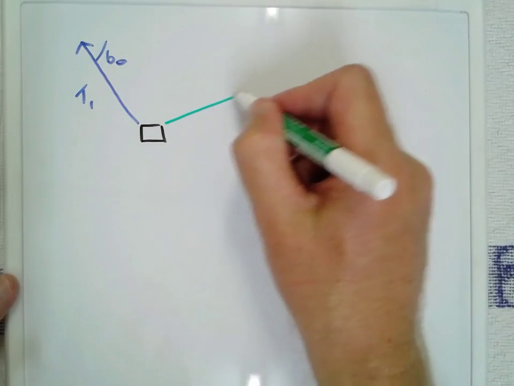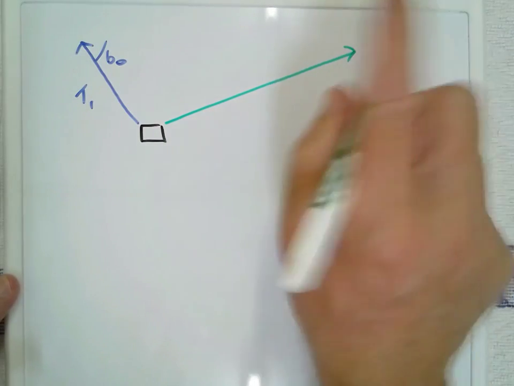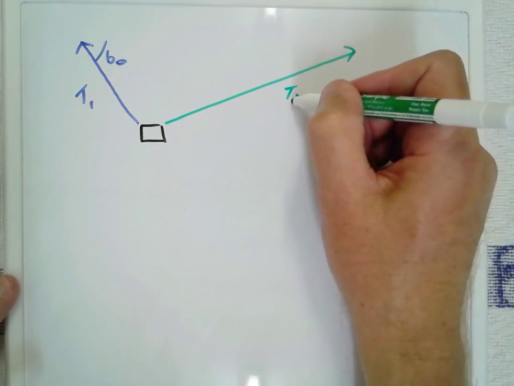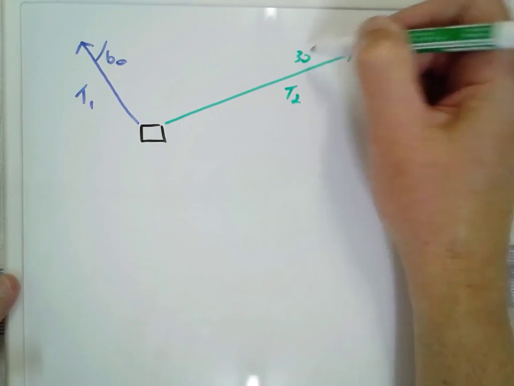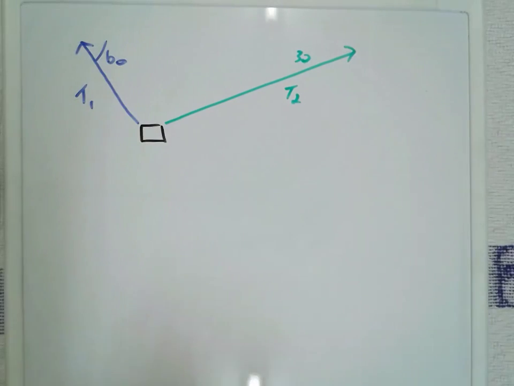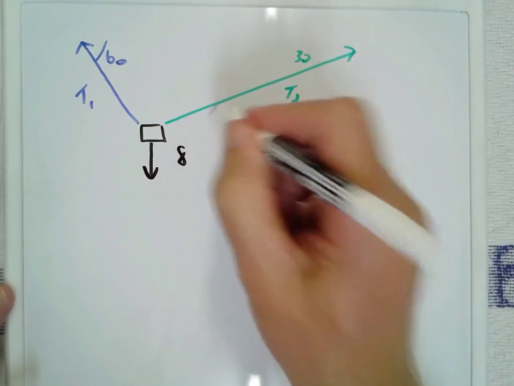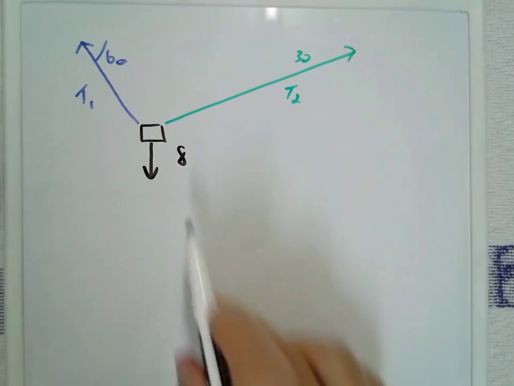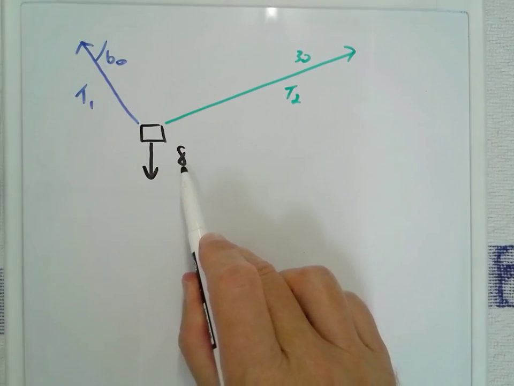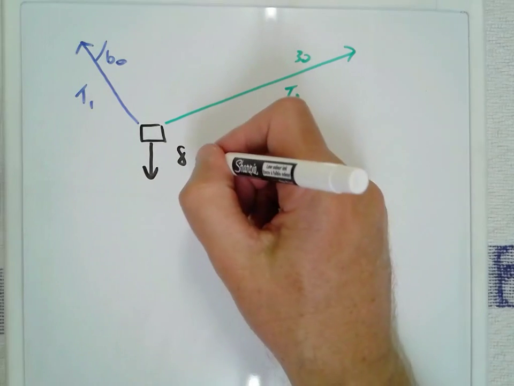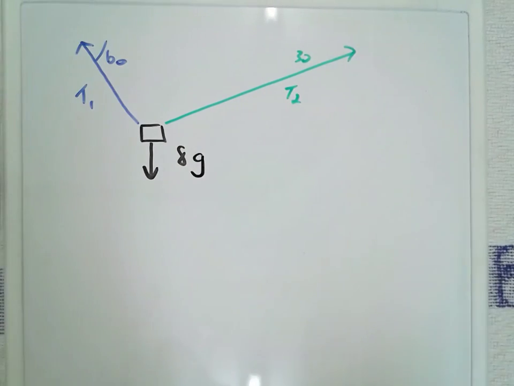We've got another rope acting over there. Clearly the tension is going up that way, T2, and we are told that's 30 degrees. And the chair, we've got a weight of 8 kilograms. Rather than multiplying that to get our force by acceleration 9.8, I'm just going to put 8g so that we don't get any decimals.